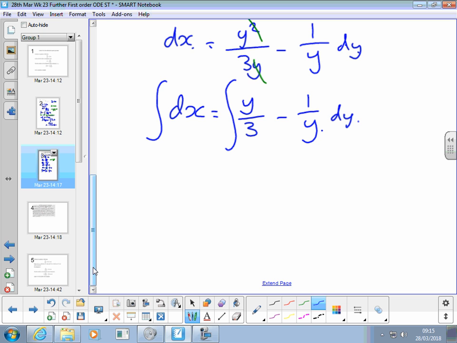When we integrate those, we end up with x is equal to, if we integrate y over 3, what do we get? Do it like that if you like. What do you want to do? Where's the problem, Jack?